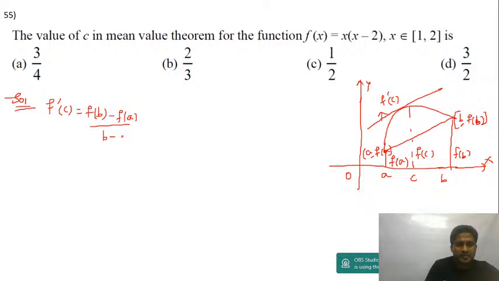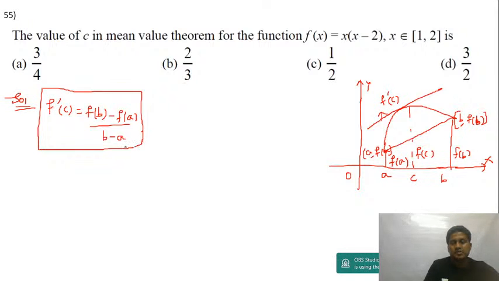Is it okay? I repeat myself, guys. It should be continuous in the closed interval, derivable, that is differentiable, in the open interval. Slope of the tangent should be equal to slope of the chord, that is f dash of C should be equal to f of B minus f of A upon B minus A. Now this is A and this is B.